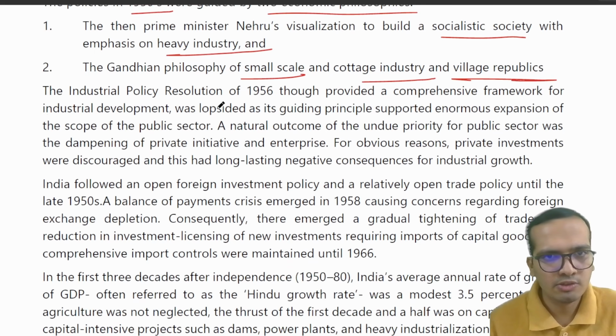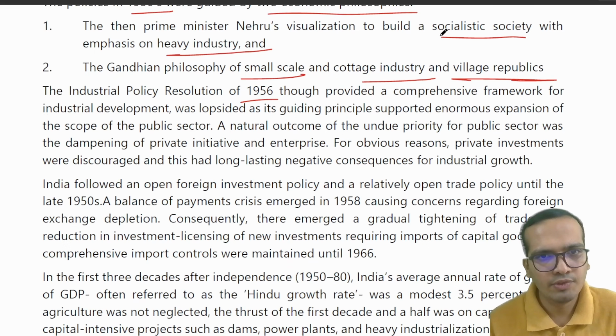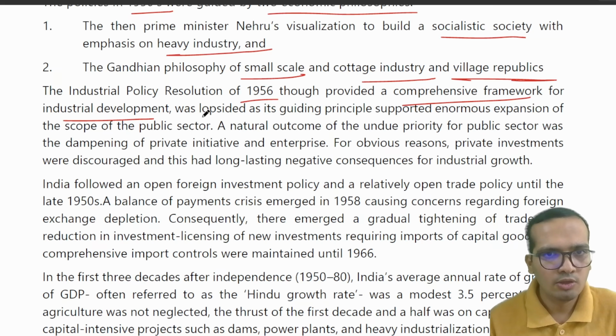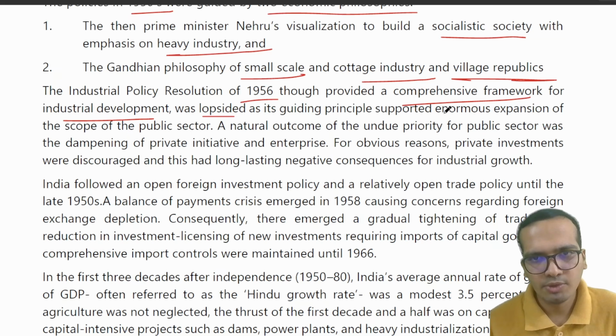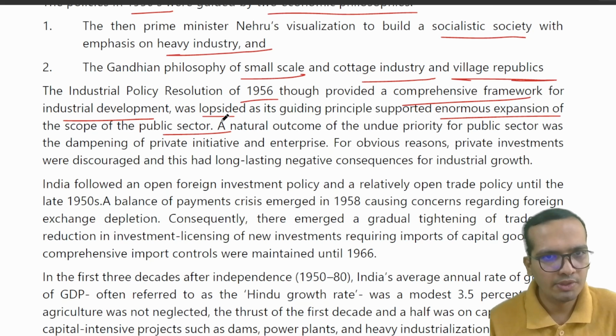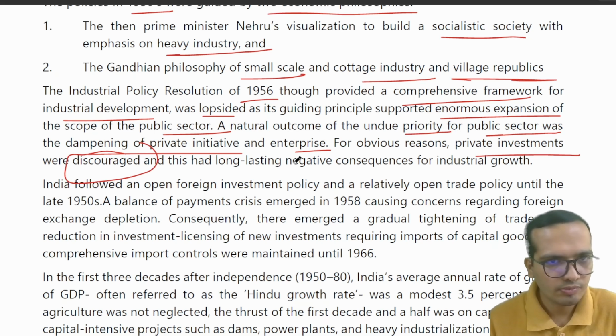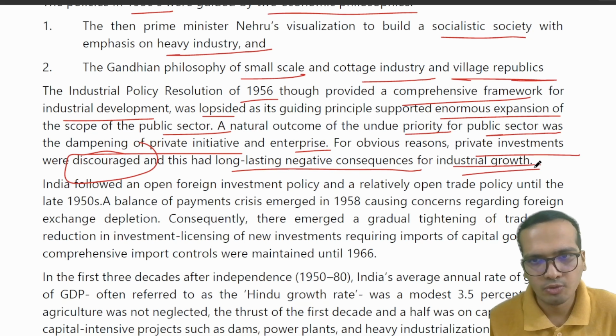The Industrial Policy Resolution of 1956, though it provided a comprehensive framework for industrial development, was lopsided as its guiding principle supported enormous expansion of the scope of the public sector. A natural outcome of the undue priority of public sector was the dampening of private initiative and enterprise. For obvious reasons, private investment was discouraged, and this had long-lasting negative consequences for industrial growth.